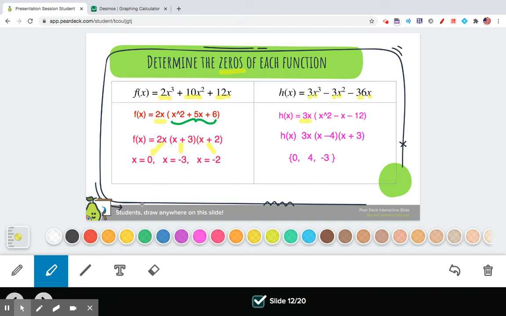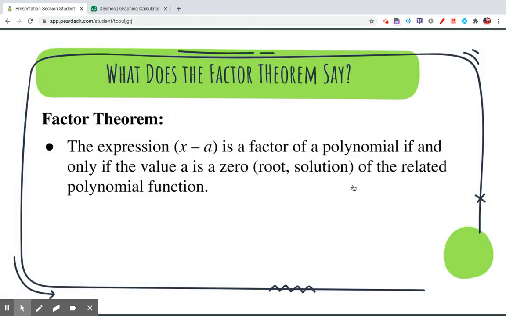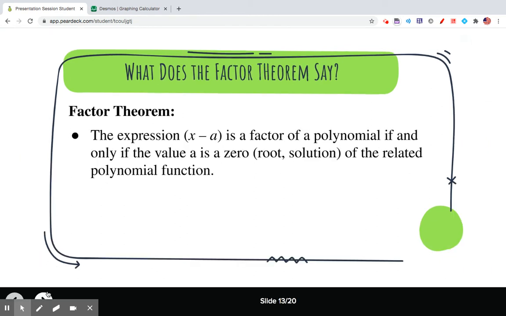So that's not overly new. That's just taking what you already knew about factoring and bringing it into polynomials. The factor theorem says that the expression x minus a is a factor of a polynomial if and only if the value of a is a 0 of the related polynomial function. Okay, so if this number that follows the minus sign is a 0, then x minus a is a factor. All right, let's keep that in mind here.